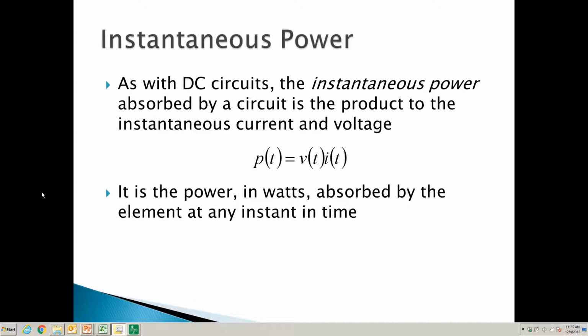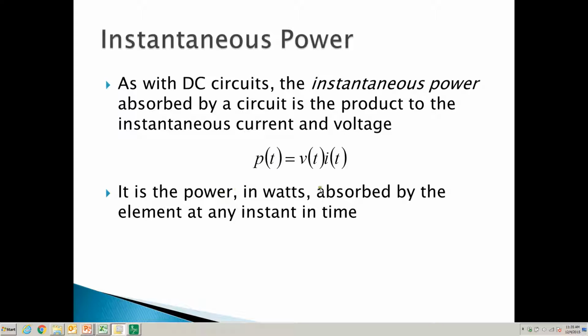So now we're going to talk about how we can characterize the power that's delivered in an AC system. Just as with DC circuits, due to the conservation of energy, we can say that the instantaneous power, the amount of power that is delivered to an element or absorbed by an energy storage element within a circuit, is the product of the instantaneous current and the voltage. So at any given point in time, we can multiply the current through the element by the voltage across the element to determine the power.